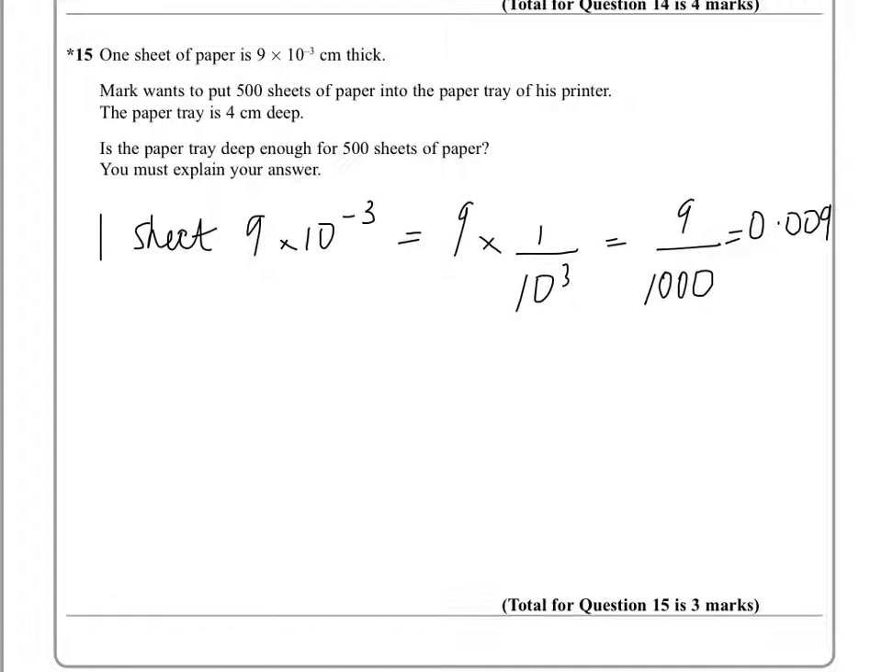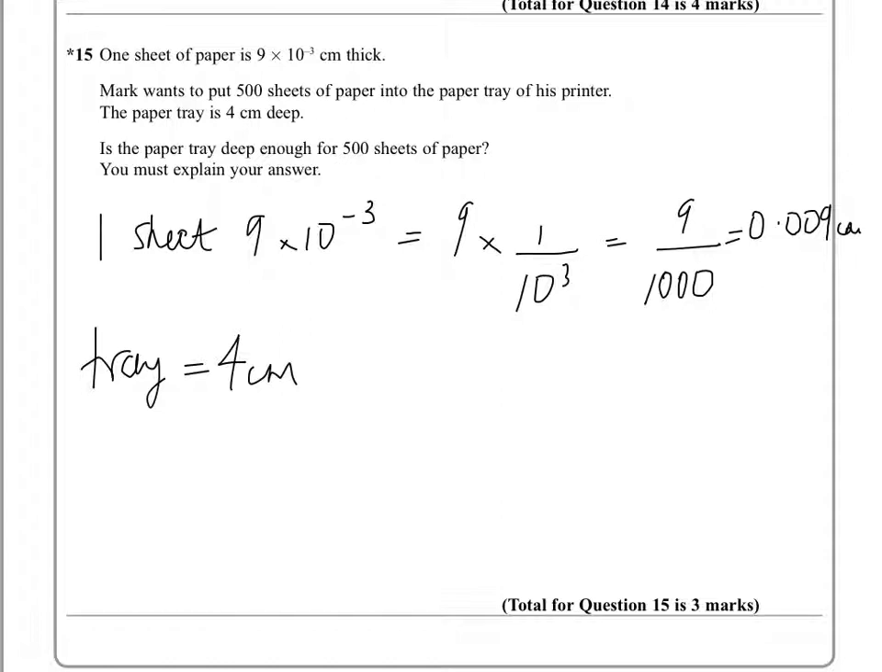The tray is 4 centimeters deep. This again is in centimeters. The tray equals 4 centimeters deep. So we need to know if 500 of those sheets would fit in there. So the way that we do that is, if one of those is that thick, let's just work out how many of those would fit into there.